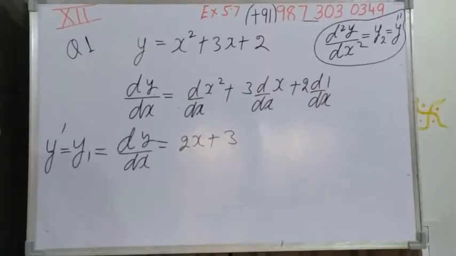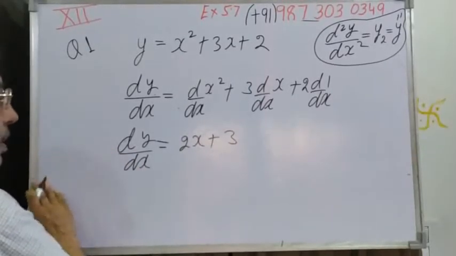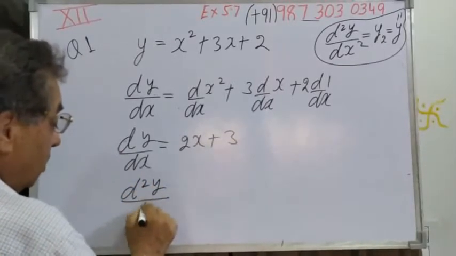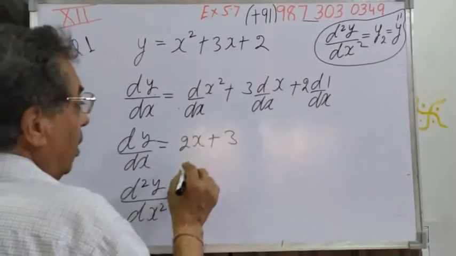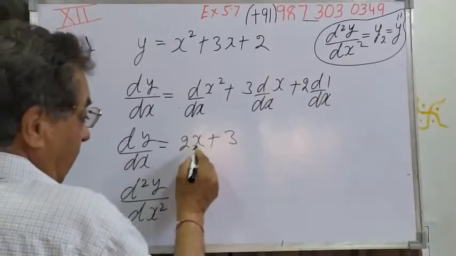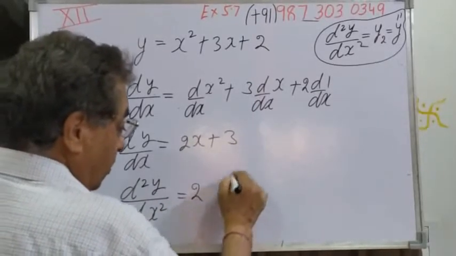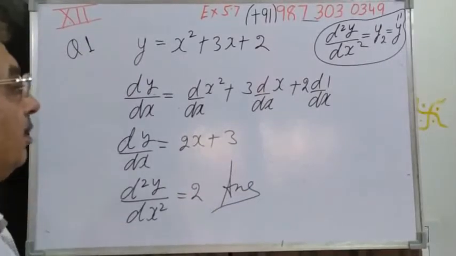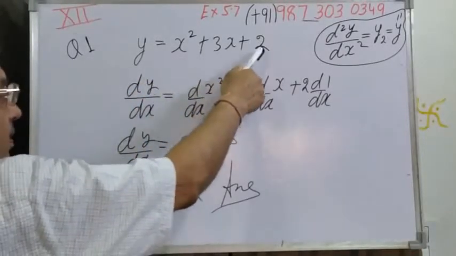Of course, we will be using dy upon dx. So if I use this one, then what is the second derivative? d2y upon dx2 is equal to, now what is the derivative of 2x? The answer is 2, and the derivative of 3 is 0. So this is our second derivative of the given function x square plus 3x plus 2.